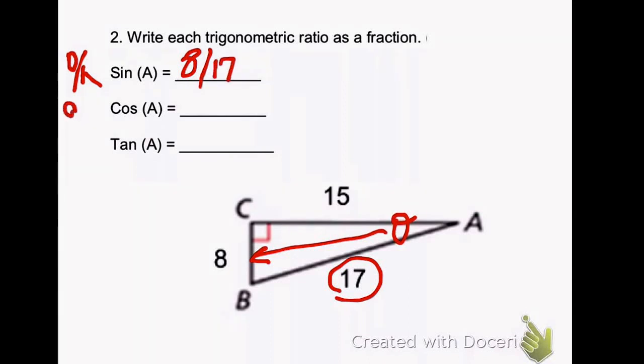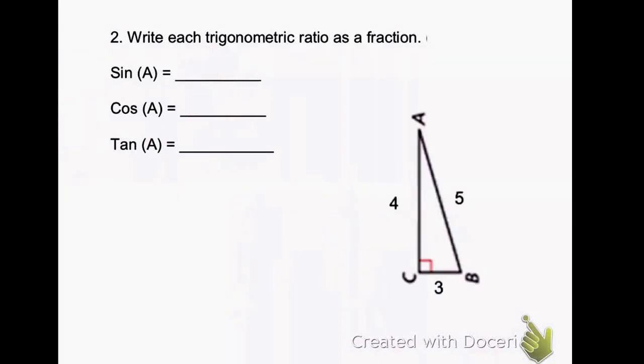Cosine is adjacent over hypotenuse. So that's going to give me 15 over 17, which is the hypotenuse. And tangent is opposite over adjacent. So that would give me 8 over 15. This one, same thing. Write each trigonometric ratio as a fraction.